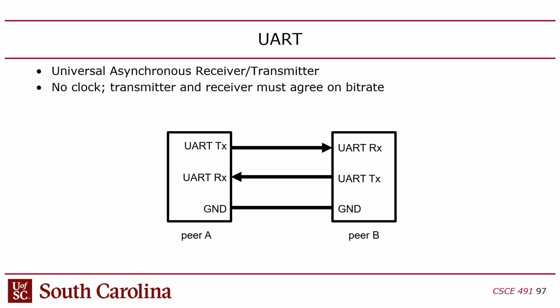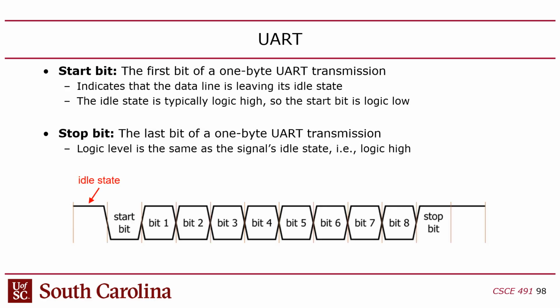And then I showed there's a ground connection too, which is kind of redundant because there's also a ground in SPI too. I just didn't show it. So you'll notice that there's no slave select and there's no clock. There's no clock because this is asynchronous. And there's no slave select because instead of using slave select, it uses this concept of start and stop bits.